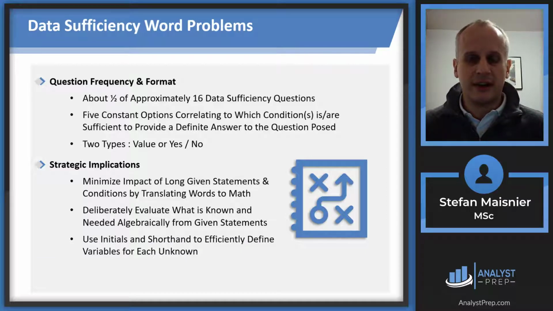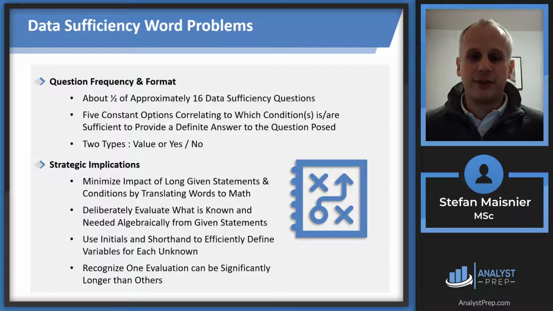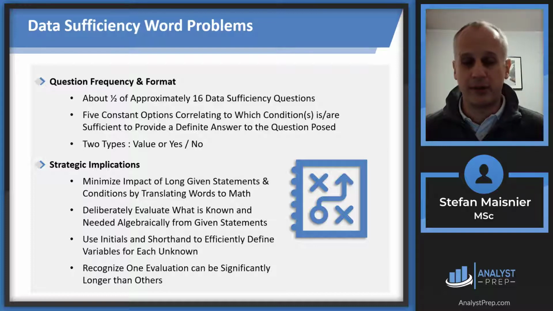So if you're talking about Frank's sheep versus George's sheep, you can say, well, Frank's sheep will indicate that with an F, George's sheep will indicate with a G. And you'll also want to recognize that frequently one evaluation, either an individual statement or the initial conditions, can be significantly longer than others with these word problem data sufficiencies. So recognize that you may have a lot of work to do for statement 1, but then statement 2 goes really quickly, and even combined it goes really quickly because you did the majority of your work in statement 1 or statement 2, whatever it may be.